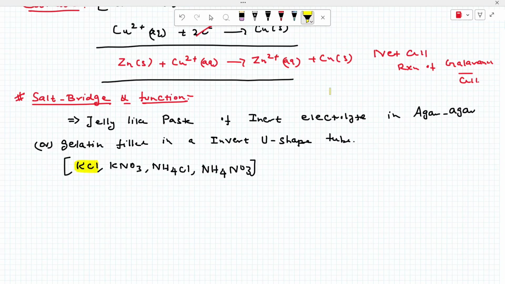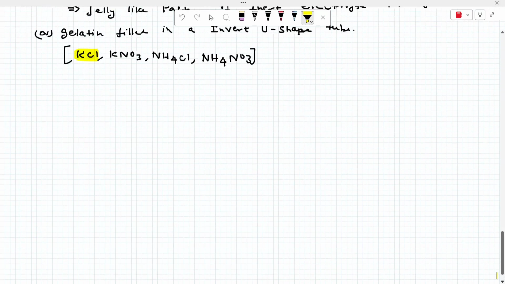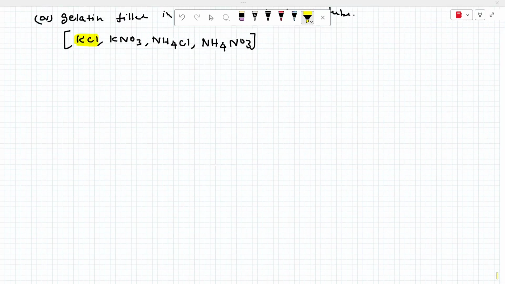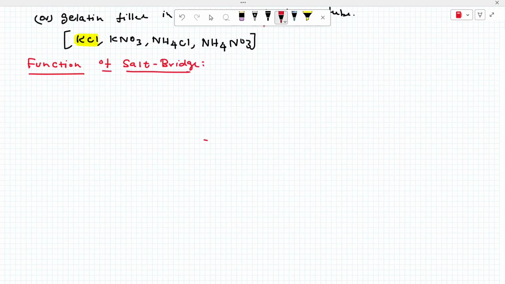Now what is the function of the salt bridge? Tell me anyone, students. Neutralize the cell. To avoid liquid junction potential. It provides passage of ions, continuous flow, to maintain electrical neutrality, and to complete the circuit.